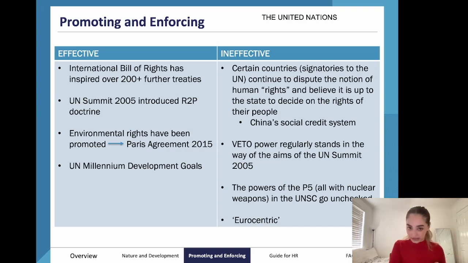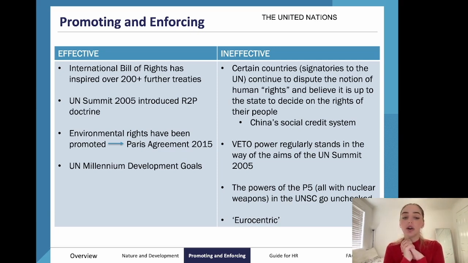Areas of ineffectiveness though. Certain countries that are signatories to the UN continue to dispute the notion of human rights and believe it is up to the state to decide on the rights of their people, such as China. Okay, veto power has also been criticized because it regularly stands in the way of aims of the UN summit. Okay, as I said, Syrian conflict, the UN wanted to do something about it. China and Russia vetoed that decision. Nothing was done.